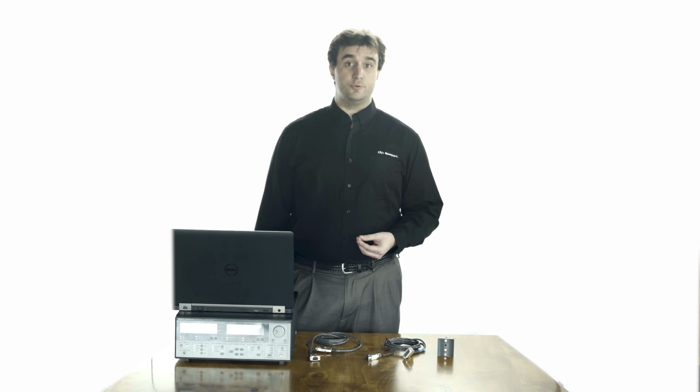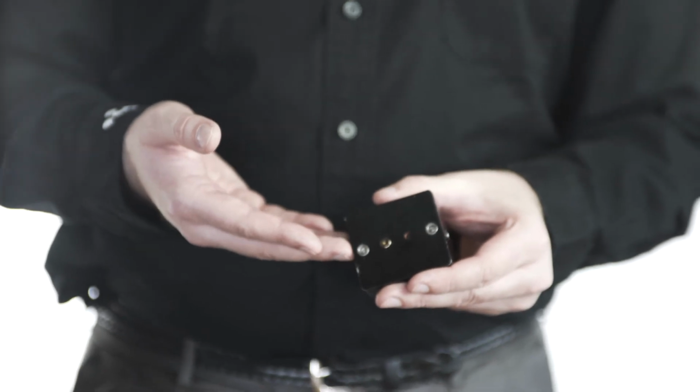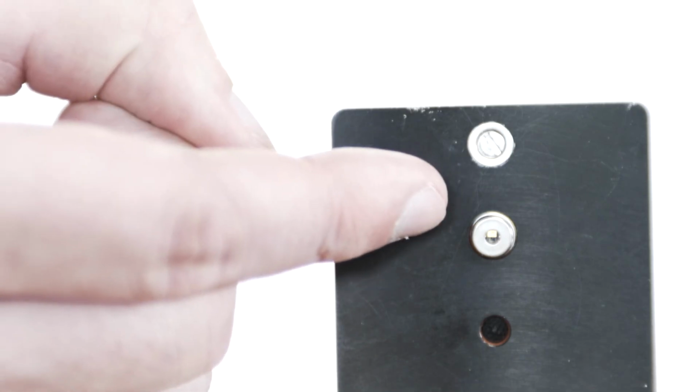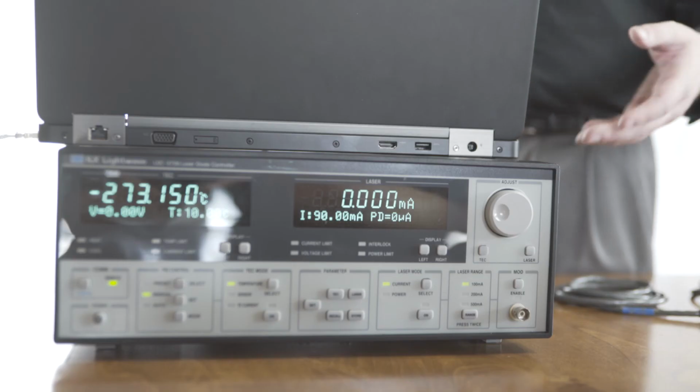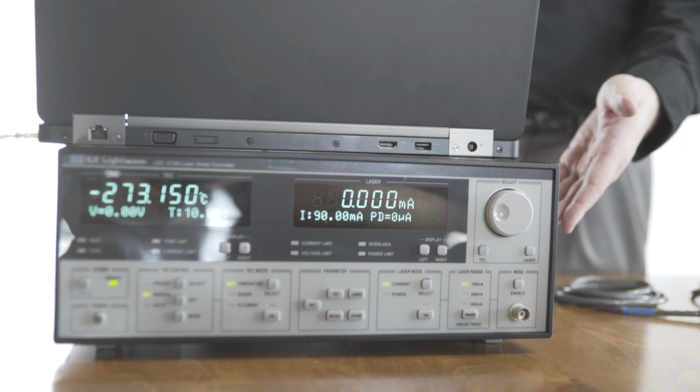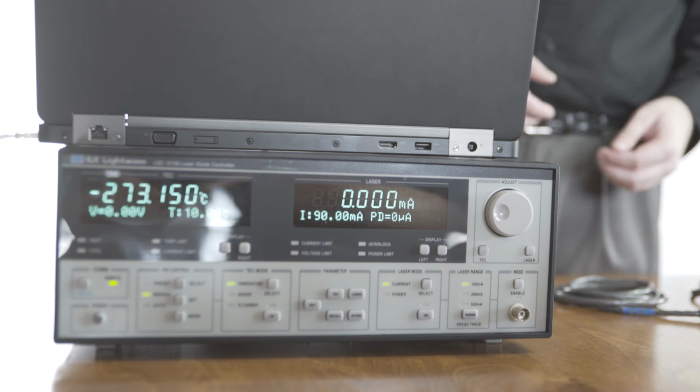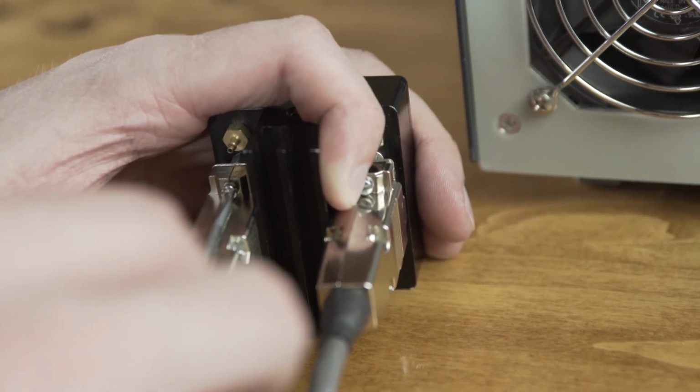Today's demonstration uses multiple pieces of ILX Lightwave equipment to illustrate the LIV process. The laser diode mounted in the LDM4405 is a low power 670 nanometer TO CAN laser diode with an internal monitor photodiode. The LDC 3726 laser diode controller is connected to the mount using ILX Lightwave's low noise cables.